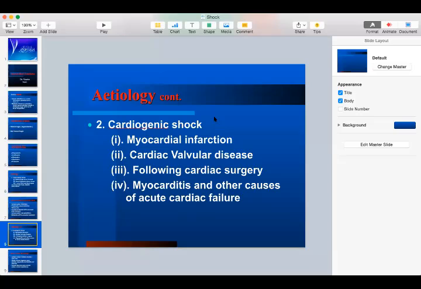All right, the next type of shock we'll be discussing is cardiogenic shock, and this can occur as a result of either a myocardial infarction, cardiac valvular disease, or following cardiac surgery, or even myocarditis and other causes of acute cardiac failure. So these are generally all diseases or iatrogenic injuries that result in inability of the cardiac muscle to function properly, resulting in decreased cardiac output, of course.